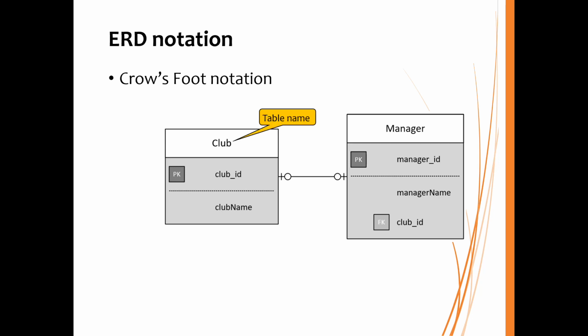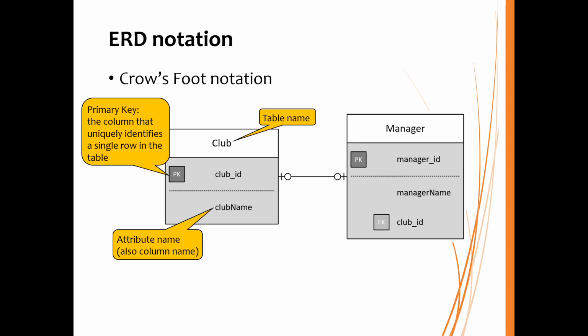We have the entity name, which will become the table name, in the top part of that entity on the diagram. We then have attributes. There are two attributes, one of which is called club name. That will become a column name in the table.